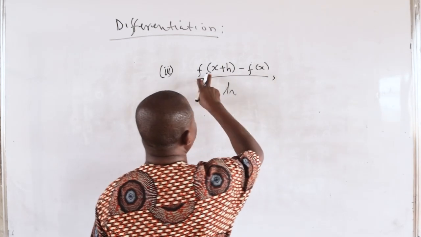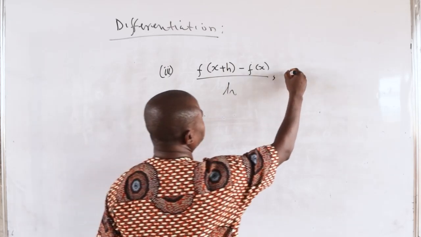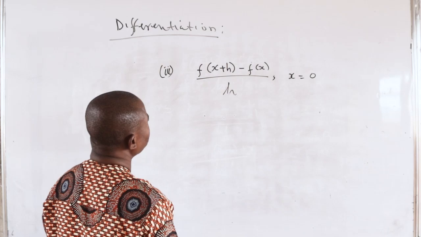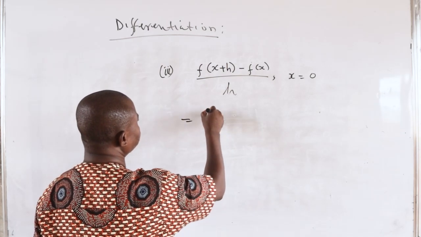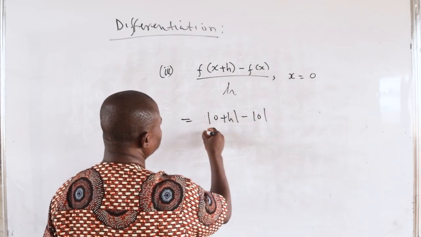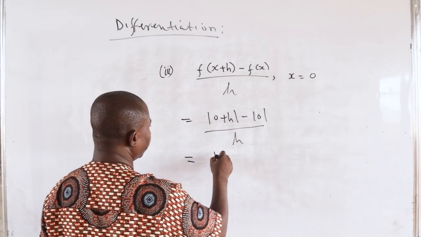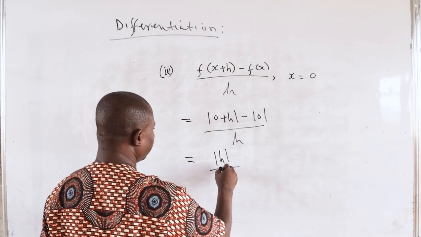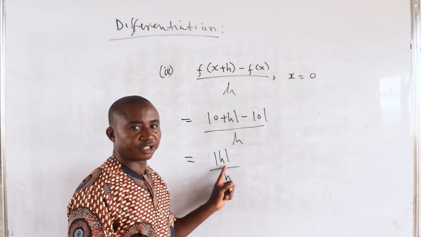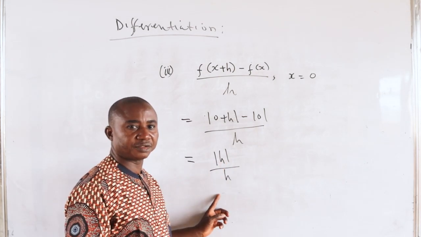Third one, we need to compute again f of x plus h minus f of x over h. Here now our x is 0. So this is nothing but absolute value of 0 plus h minus absolute value of 0 divided by h, which is exactly the absolute value of h divided by h. Now, here there are two possibilities. h can be bigger than 0 and h can be smaller than 0.